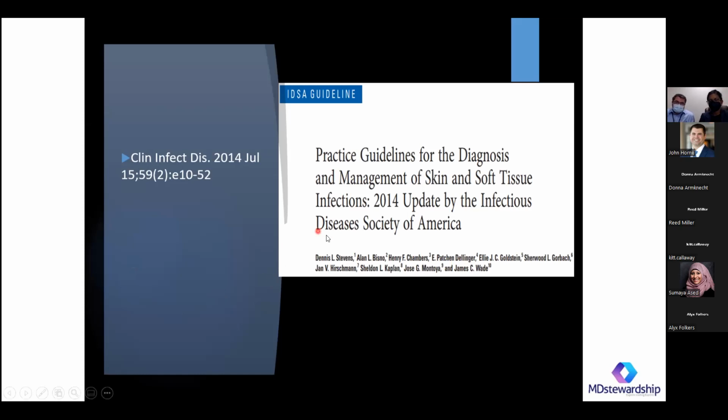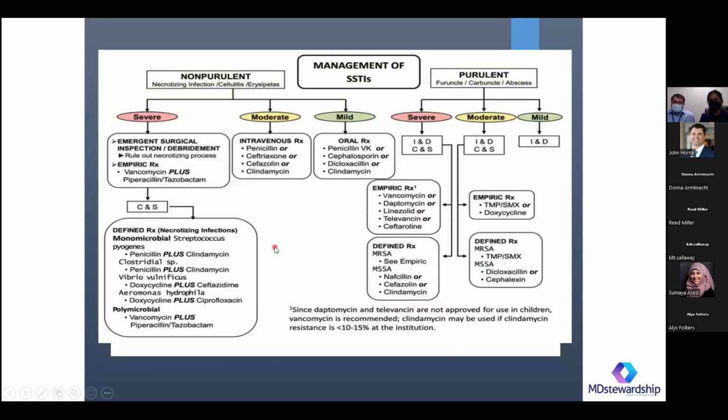But these guidelines are actually, I think, very good. I think they're very helpful. It's from 2014. And this is, I think, the most helpful thing, that if you look at this, then you understand the guidelines and what they're saying. And this is management of skin and soft tissue infections. And the first split point here is pus or no pus. So there's purulent, there's pus, and then non-purulent, no pus.